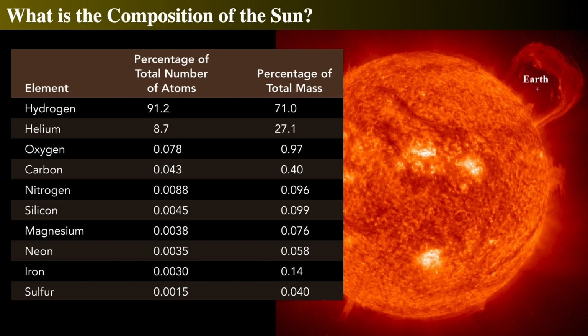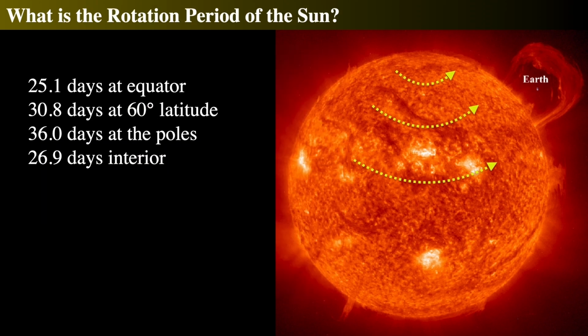And notice what it's made out of. Oxygen and carbon are critical for life. Pretty much everything in there is critical for life except for neon. So these are really, really interesting things that the Sun is made out of. All right, so, how does the Sun rotate?